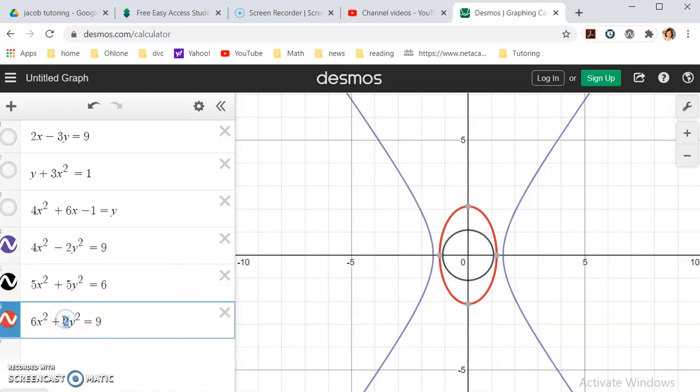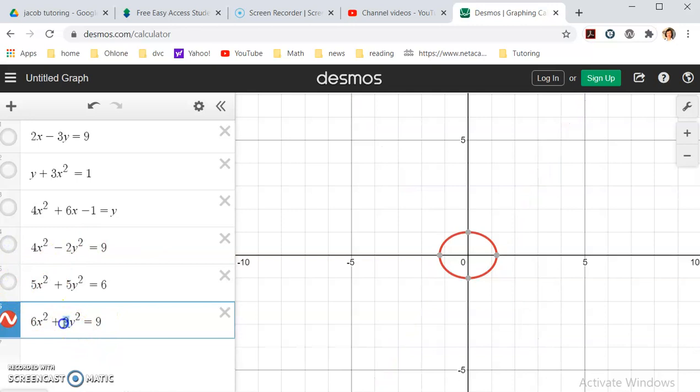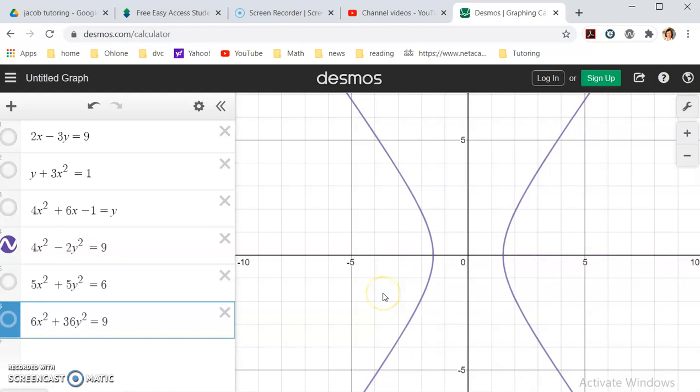If it is bigger, like let's make it 36, then you have an ellipse that is more flattened. So it depends on the relative size of the x squared and y squared coefficients. But in general, they are circles if the coefficients are the same. If you have x squared and y squared terms with different coefficients and opposite signs, then you have a hyperbola.